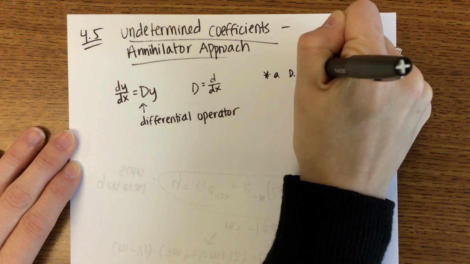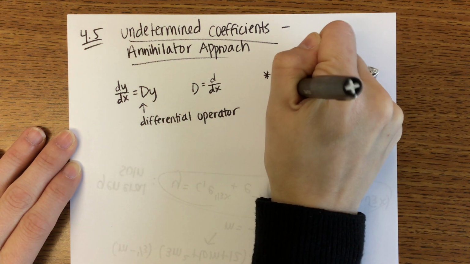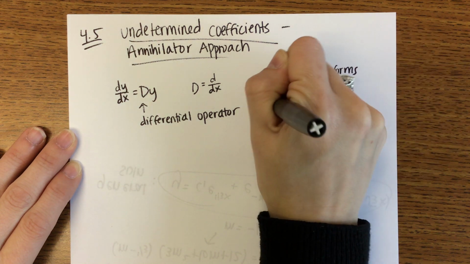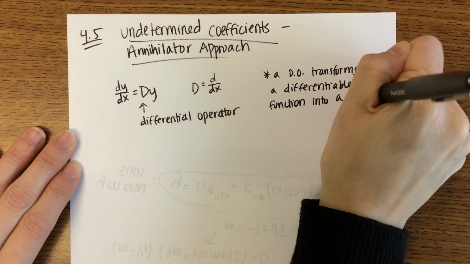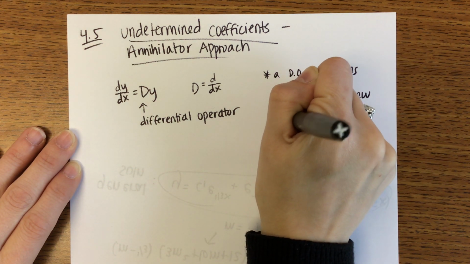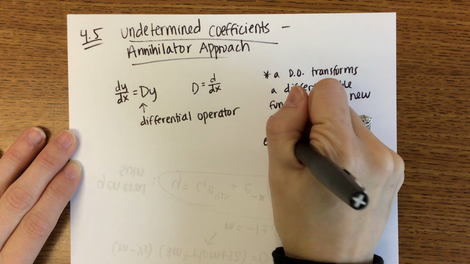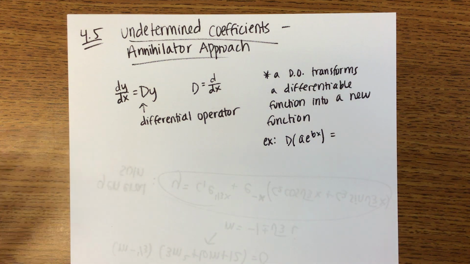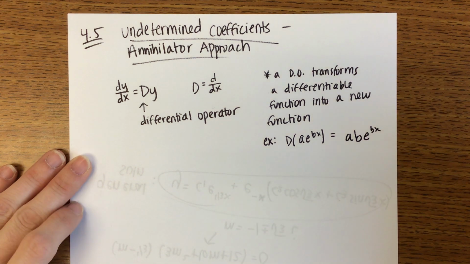So a differential operator transforms a differentiable function into a new function. For example, if I apply the differential operator to a e to the bx, so that's saying differentiate with respect to x, we would get a b e to the bx.